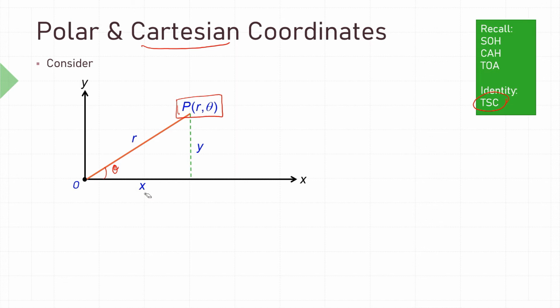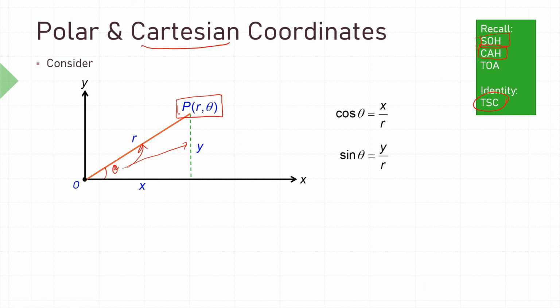How do I do this? Suppose we start with cos theta. Cos theta is given by adjacent over hypotenuse, so x over r. So we have cos theta, which is given by x over r. What about if we want to make a relation using sine theta? Sine theta is opposite over hypotenuse, so sine theta is given by y over r.